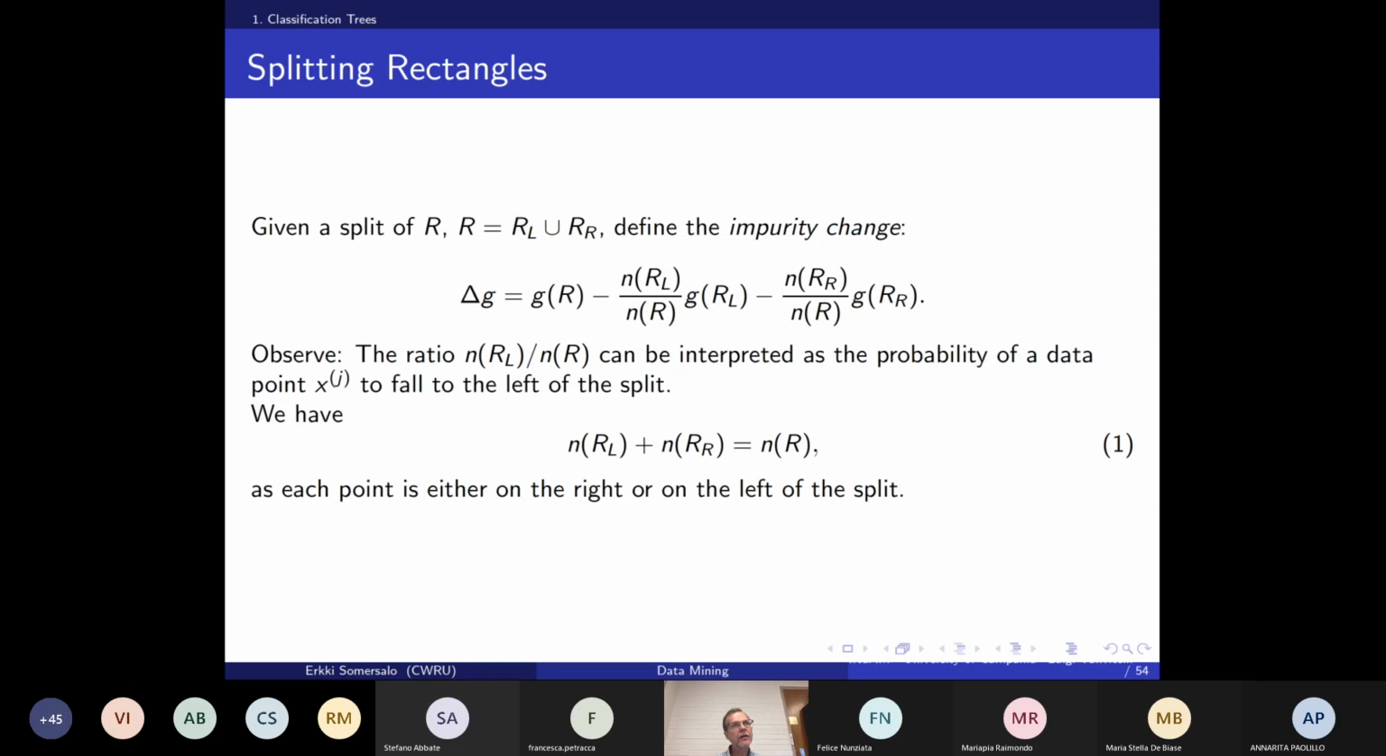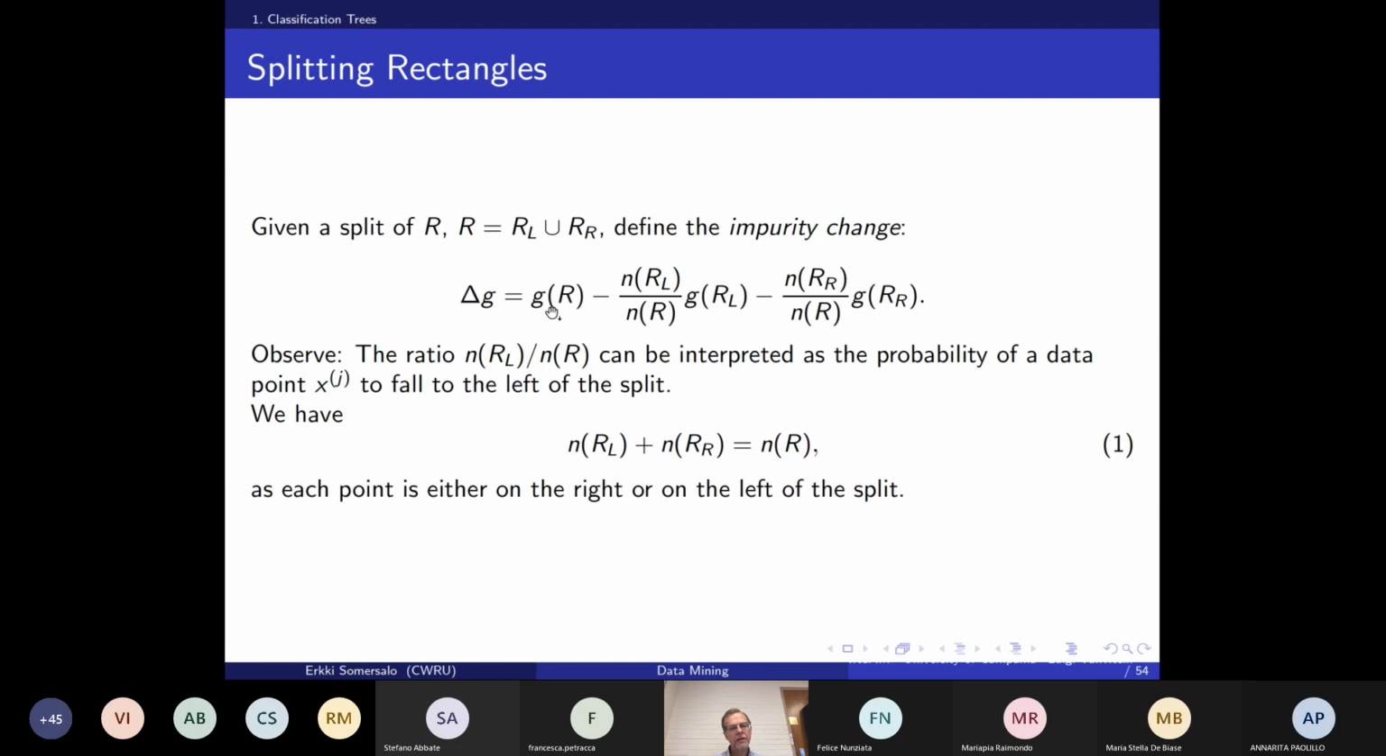So if you think in terms of probabilities, what we are looking at here is that you can classify your point using the original rectangle, or you can use the classification using the right or the left rectangle. And somehow this delta G is telling how much better you are doing the classification when you are using the finer rectangles. But we don't need to interpret, because this G is not really a probability here.